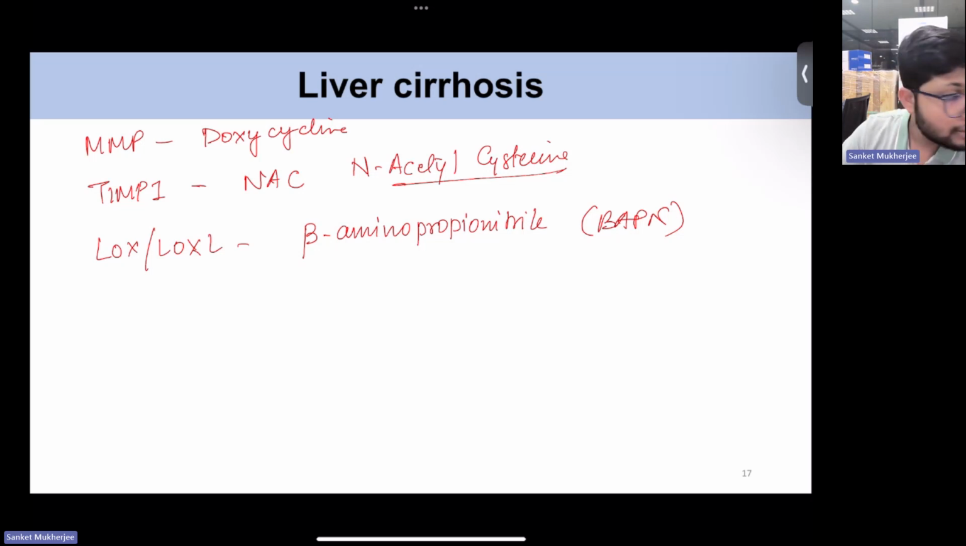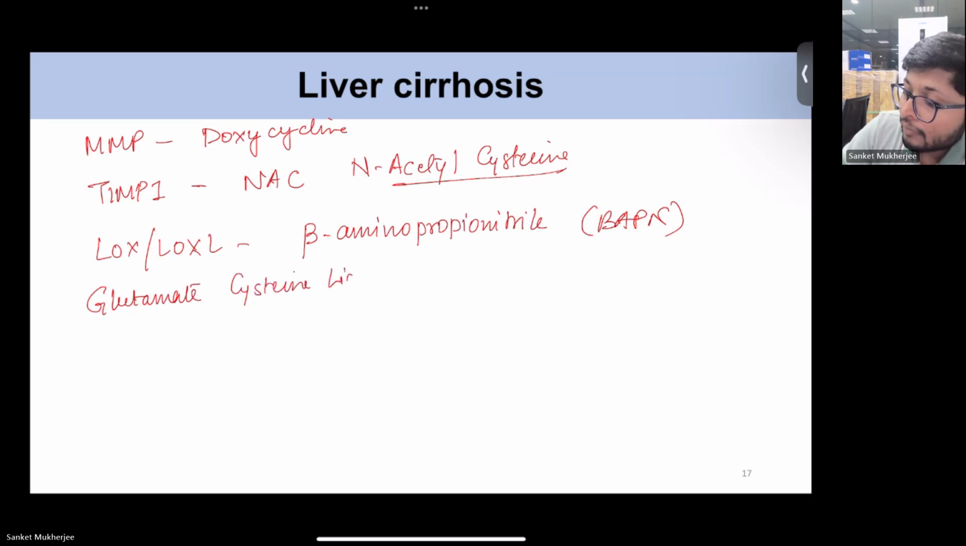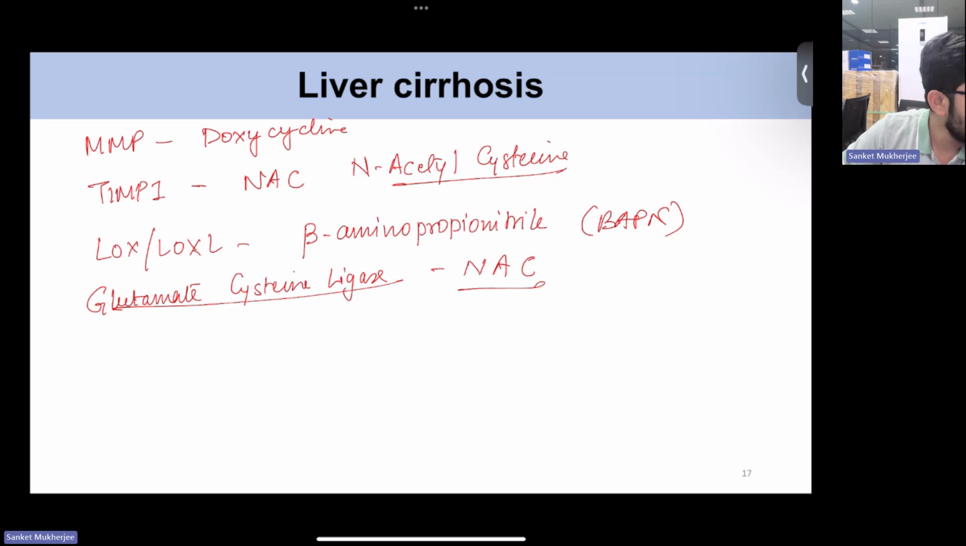Similarly, glutamate cysteine ligase, which is an important enzyme for glutathione synthesis, can be regulated using NAC, N-acetylcysteine, which increases the glutathione levels. Cytochrome P450 enzymes are responsible for metabolizing the drugs and toxins. They can be inhibited using pentoxifylline.